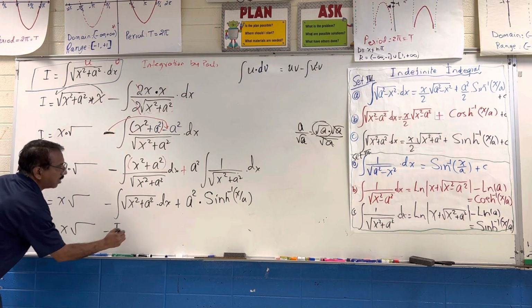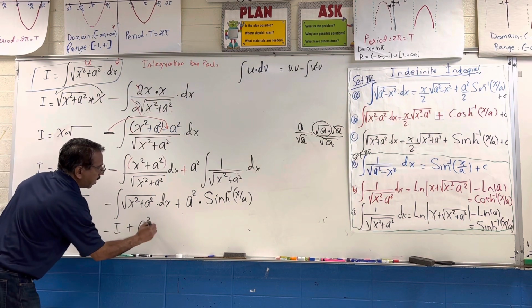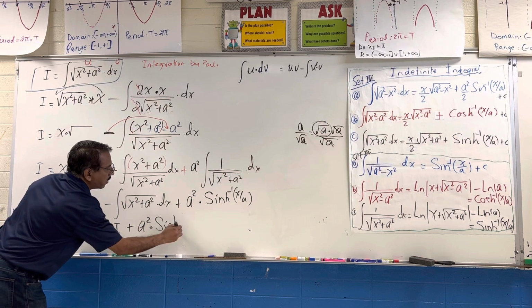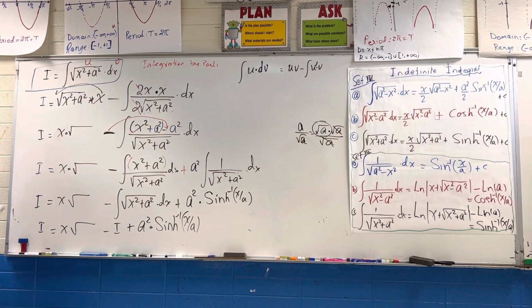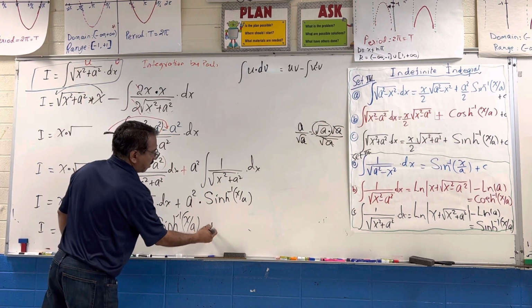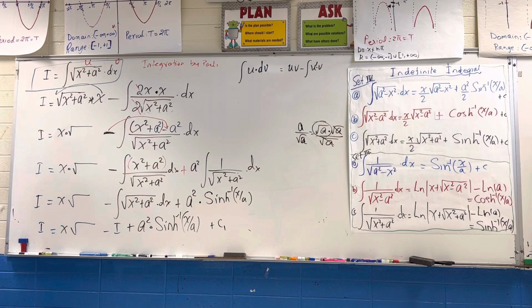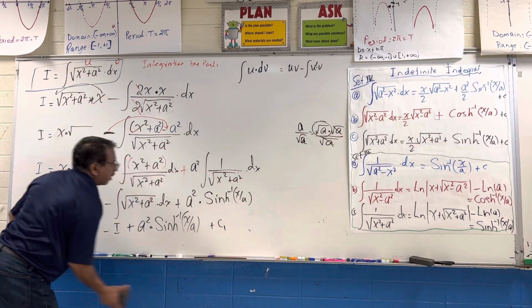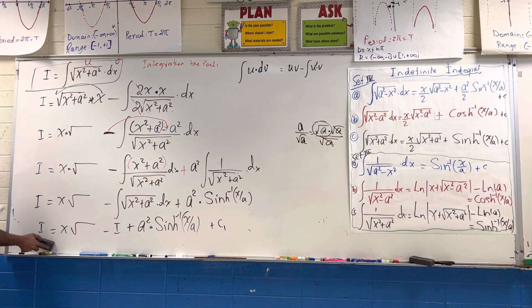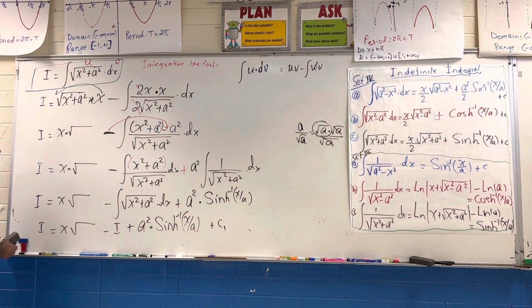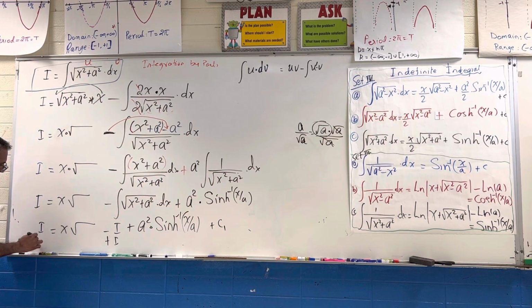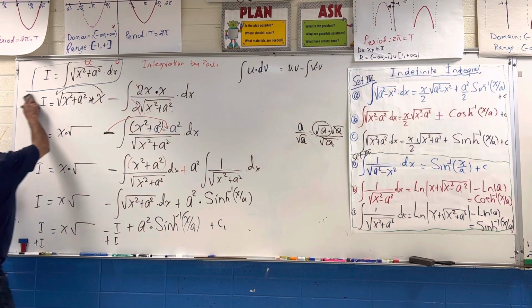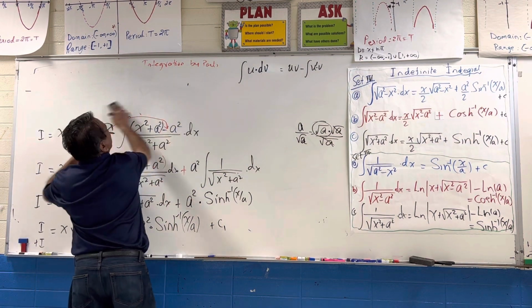So this is I plus a squared sinh x by a. Because I'm using integration, I'll call this C1 in the middle. Now, in this case, you see there's a minus I, there's an I. So these two things are the same. So you add I on both sides.